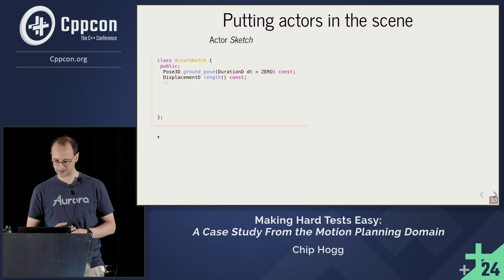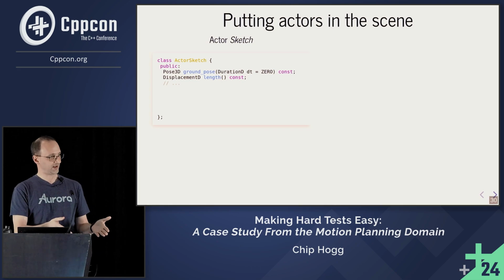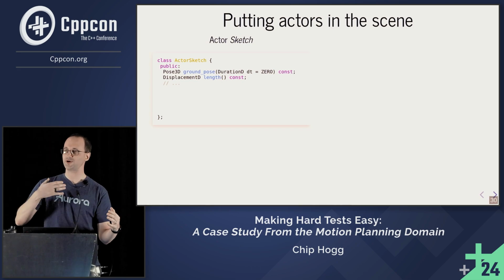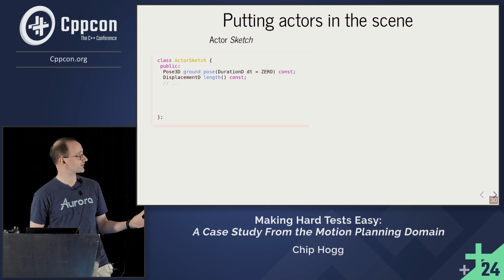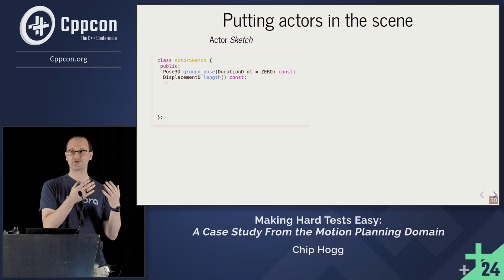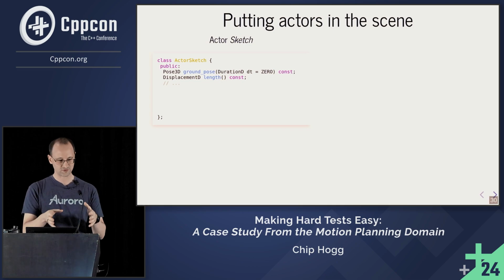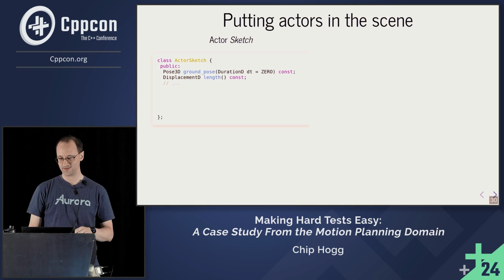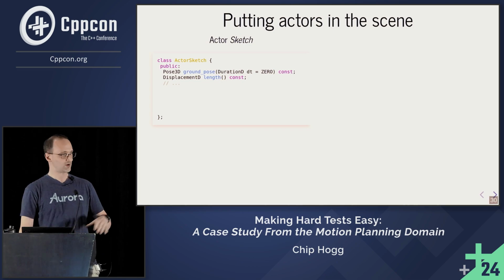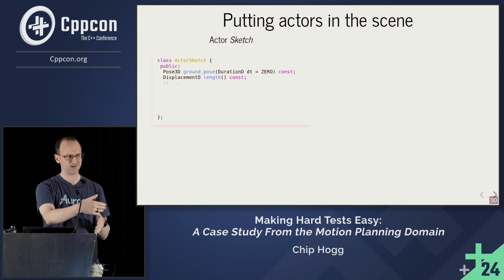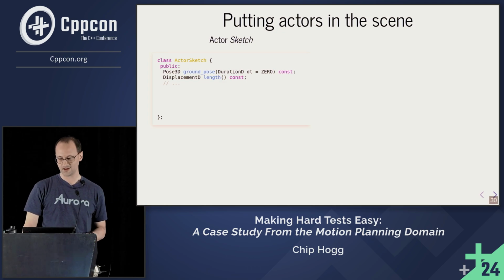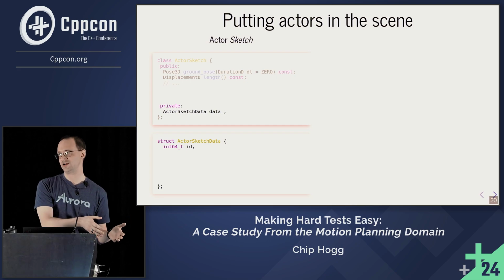All right. Now let's do something more complicated. We've got the core scene. Let's start putting actors in that scene. The way we're going to do that, as was hinted on earlier slides, is via an actor sketch, just like the map sketch. It's just a high-level description of the actors. So you can query properties of one of these actor sketches. What's the ground pose? What's the length, width, height, that kind of thing. And then it's just going to store some data under the hood.